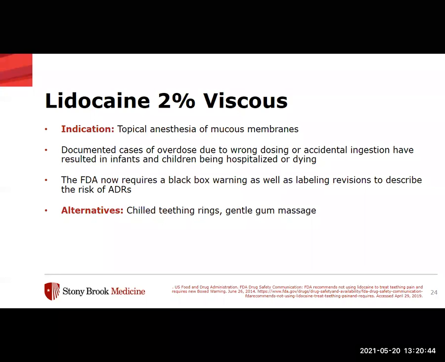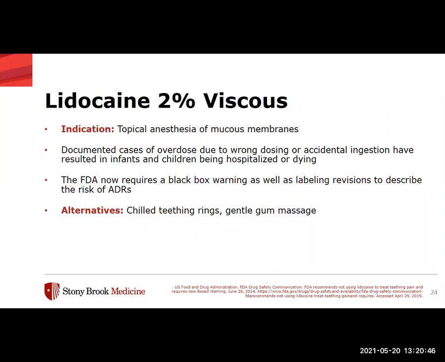As a result, the FDA now requires a black box warning as well as revisions to the warnings and dosage and administration sections of the labeling in order to describe the risk of these ADRs. And in terms of alternatives to viscous 2% lidocaine, again, strategies are mainly non-pharmacologic supportive care with use of chilled teething rings and gentle gum massage.